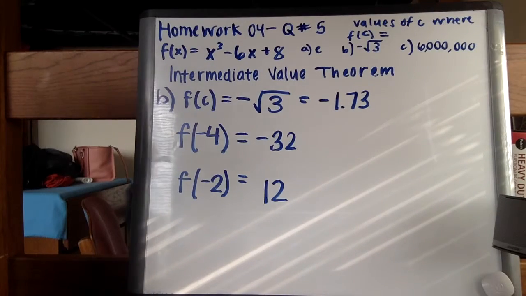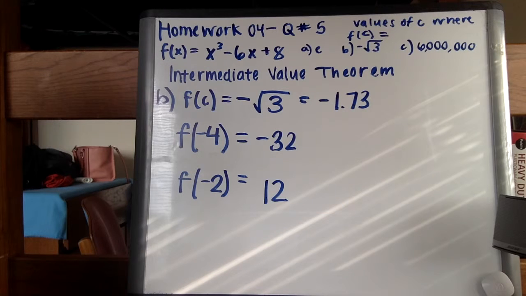Part B of question number 5 asks us if there is a c value where f of c is equal to the negative square root of 3. This also applies to the intermediate value theorem. Here I wrote that negative square root of 3 is negative 1.73.